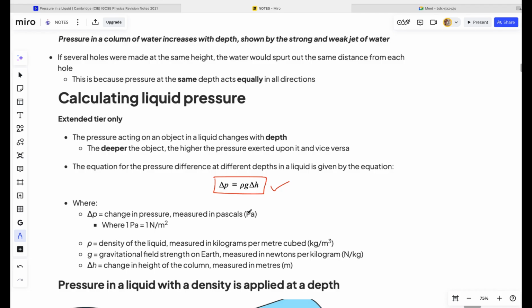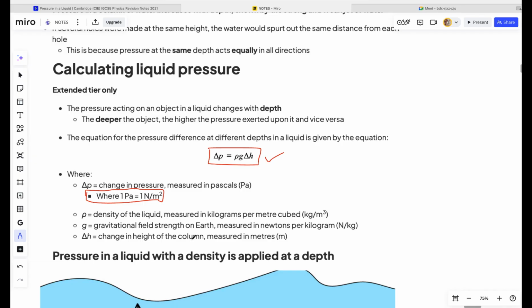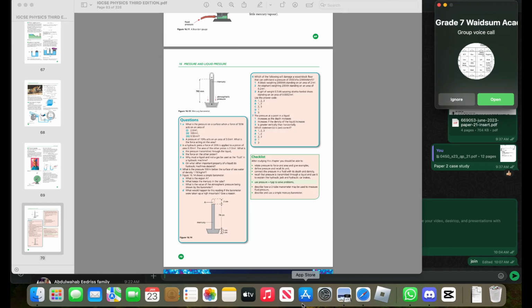So 1 Pascal, like we already established in part 1 of the video, is equal to 1 Newton per meter square. And the unit of the density of a liquid, as we've done in chapter 1 and chapter 2 of this material, is kilogram per meter cube.